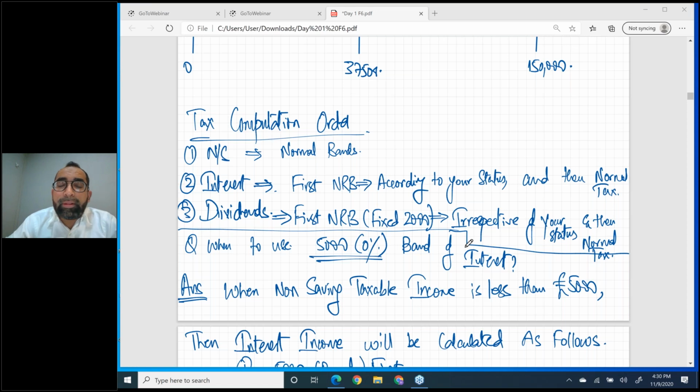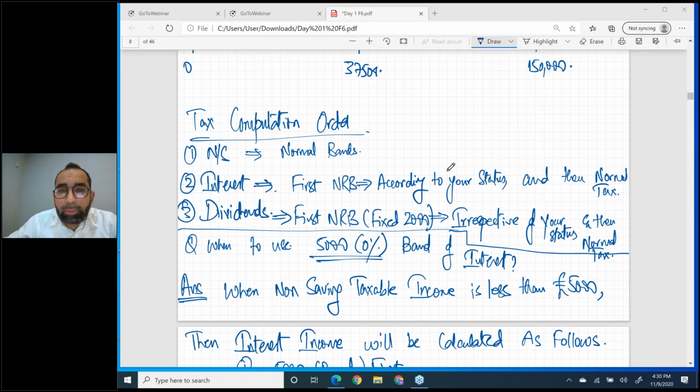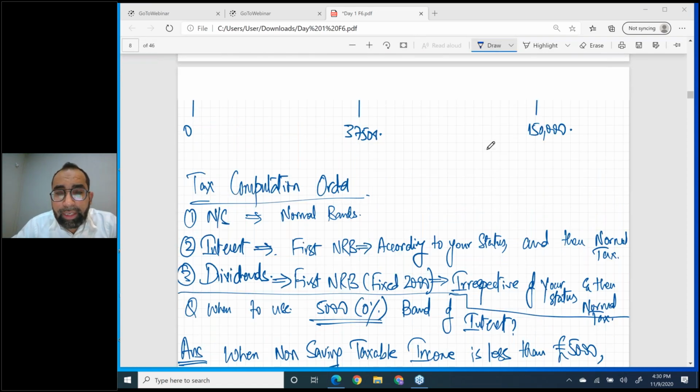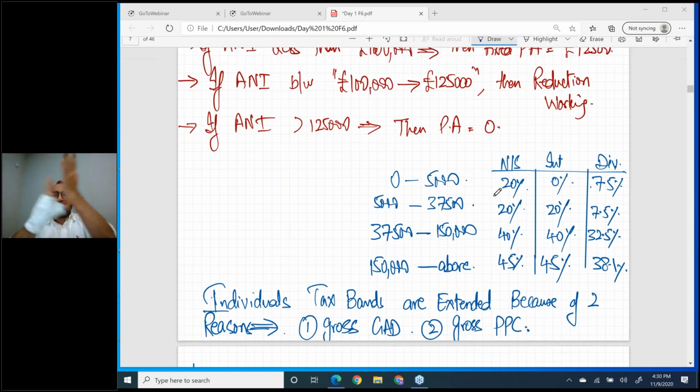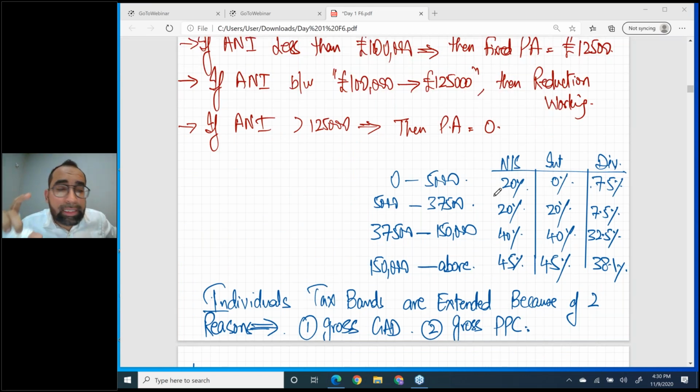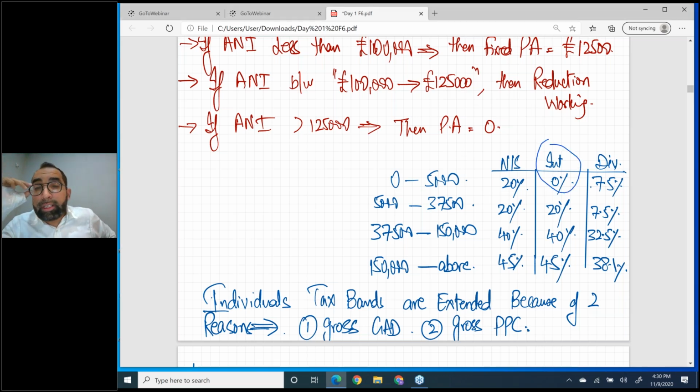Now sometimes students ask this question. Look here. Can you see the tax bands? There is a 0% band as well for interest. Sir, when can we use this interest 0% band?